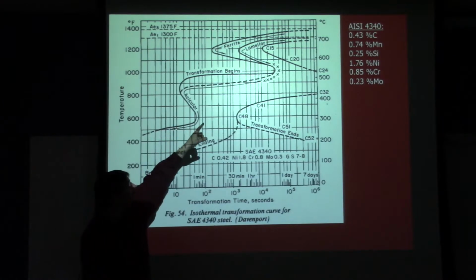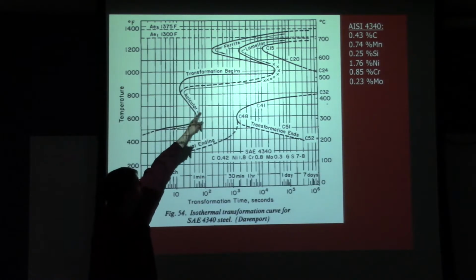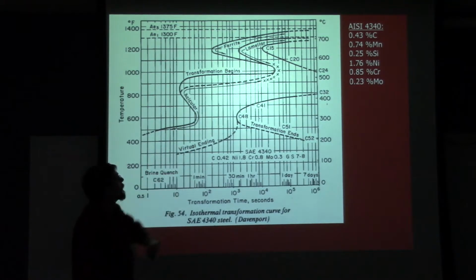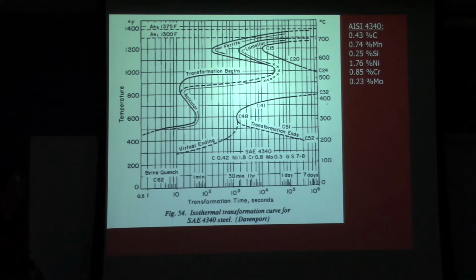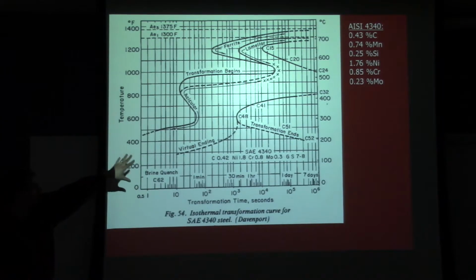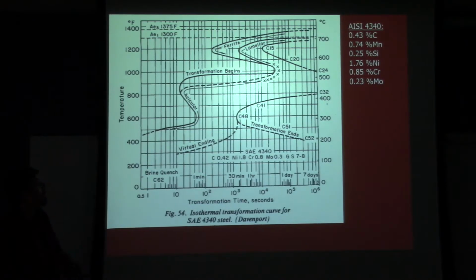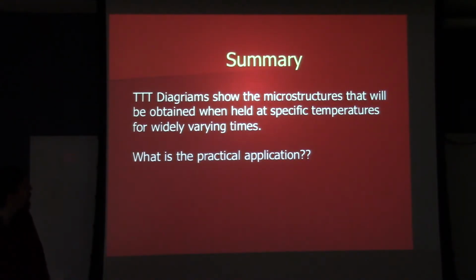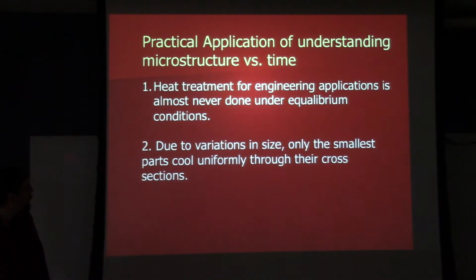You can see that up at the top of this graph where you've got the three C-shaped curves laying right next to one another. They've got some extra information on this one. But that's for a 4340. Let's take a look at another grade. Whoops, not yet. We're going to practical application. I do have some more TTT diagrams to show you in a minute.